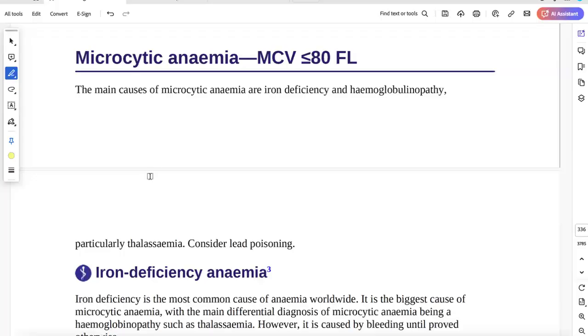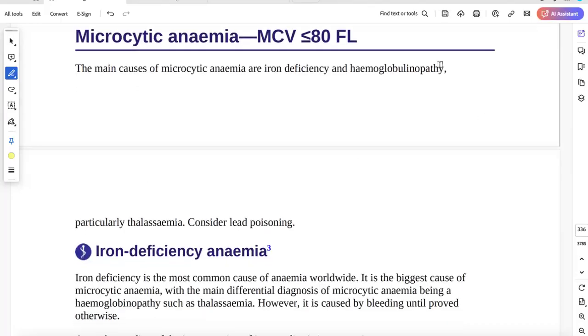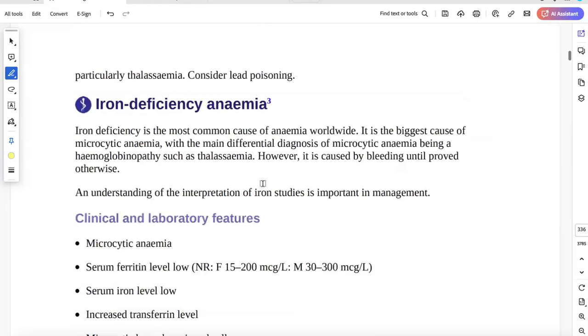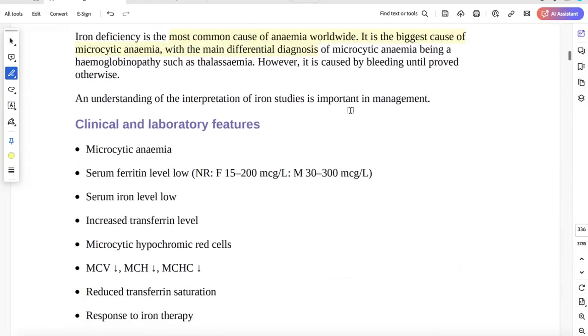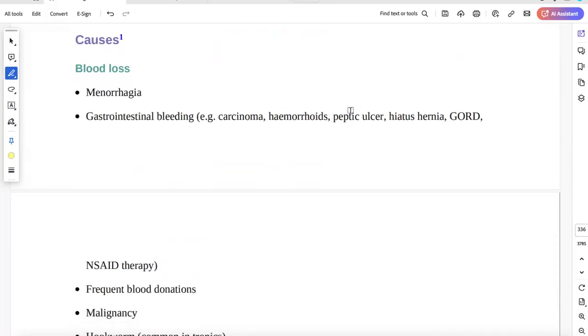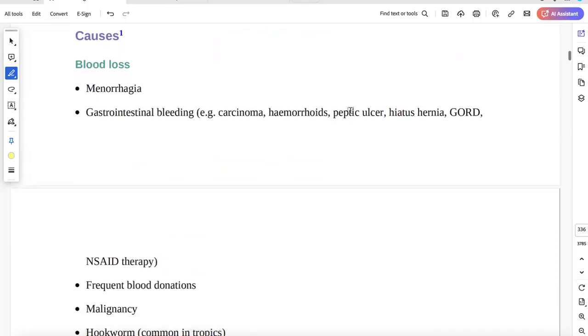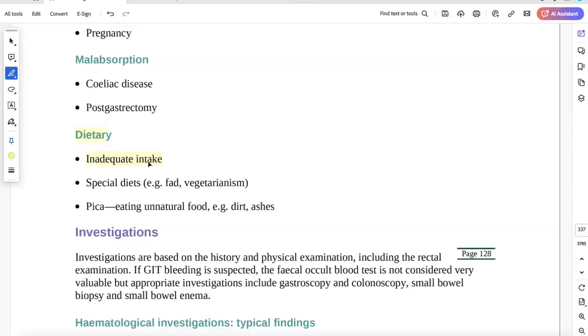Now, coming to microcytic anemia, the main causes of microcytic anemia are iron deficiency and hemoglobinopathies or thalassemia, right? Iron deficiency anemia is the most common cause of anemia worldwide, and it is the most common cause of microcytic anemia as well. So when a patient develops microcytic anemia, you need to first find out from where they are actually having the deficiency. The deficiency can be a lack of dietary intake, like someone who is a vegetarian. They don't take that much meat, and without meat, you don't have enough iron. So vegetarians can get it.